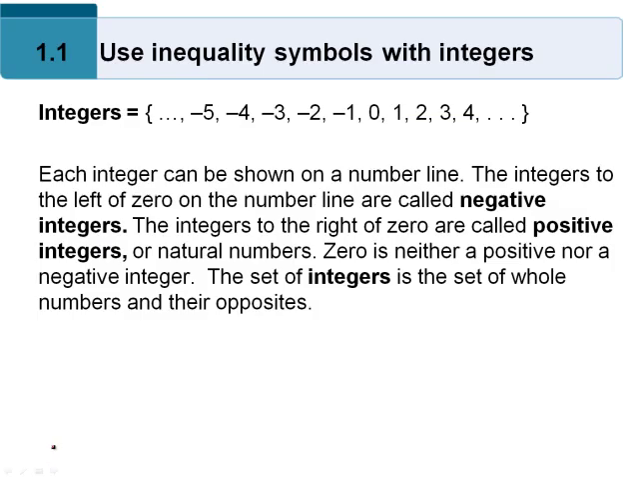So here's the set of integers. The set of integers includes negative integers to the left of 0, starting with -1, -2, -3, and so on, 0 itself, and positive integers to the right of 0, 1, 2, 3, 4, and so on. So the set of integers is the set of whole numbers and their opposites. The ones to the left of 0 are negative integers, the ones to the right of 0 are positive integers.